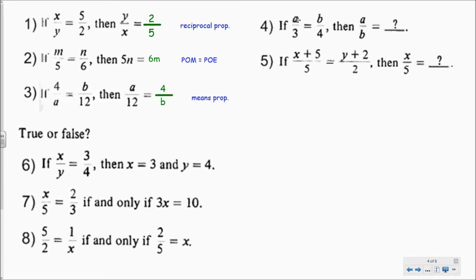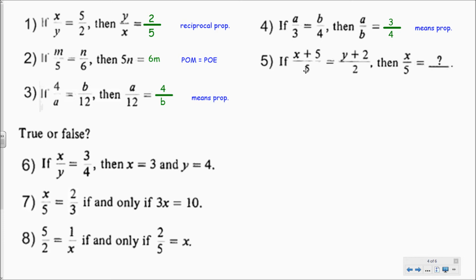In 4, I have the ratio of a to 3 is proportional to b to 4, so that a to b must be proportional to 3/4 by the means property again. I've just interchanged the b and the 3. Now you could also have thought of it as using the extremes property and then the reciprocal property, and you'd end up with the same ratios. There's a number of different ways of reasoning it through.